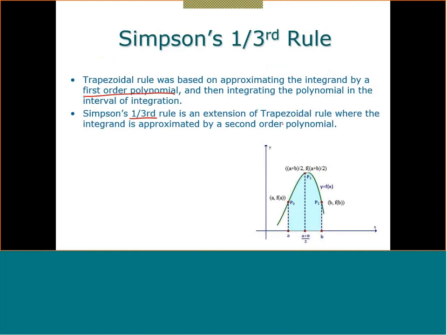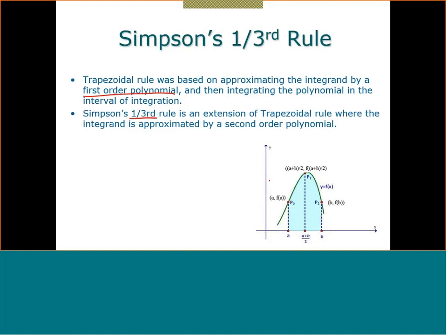Now to find a second order polynomial, we need to have 3 points. If you recall, go back to the way we found the polynomials. If we want a first order polynomial, I have to have 2 points. If I want a second order polynomial, I have to have 3. So the number of points is always higher by 1 than the degree of the polynomial.